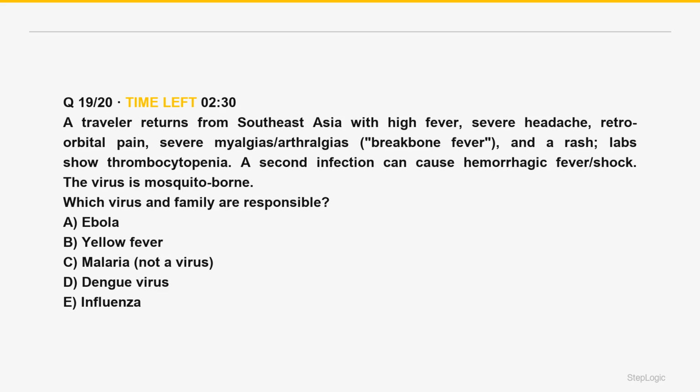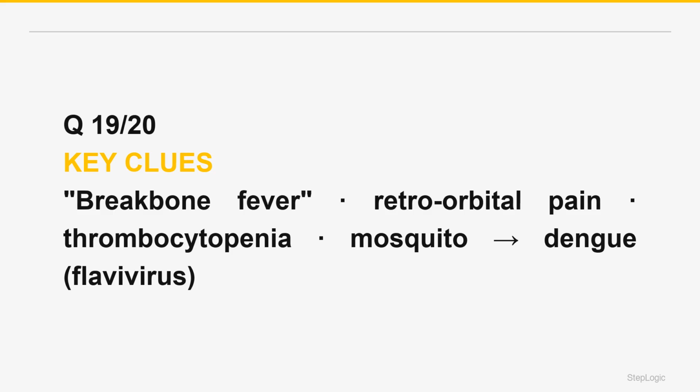Read the command. Which virus and family? Breakbone fever, retroorbital pain, thrombocytopenia, mosquito-borne, hemorrhagic on second infection: dengue, flavivirus. This is dengue, caused by the dengue virus, a flavivirus: enveloped, positive-sense single-stranded RNA, like yellow fever, Zika, West Nile, and hepatitis C. It is transmitted by Aedes mosquitoes, Aedes aegypti, in tropical or subtropical regions.